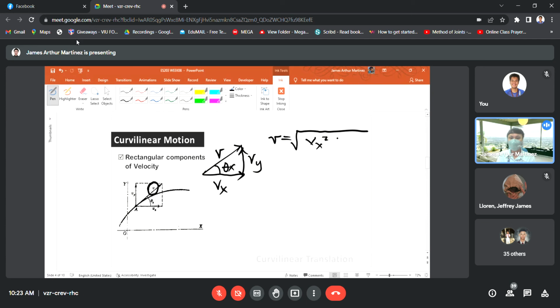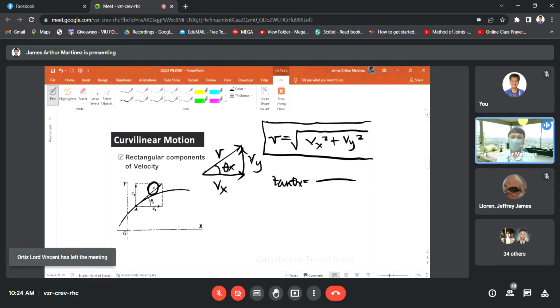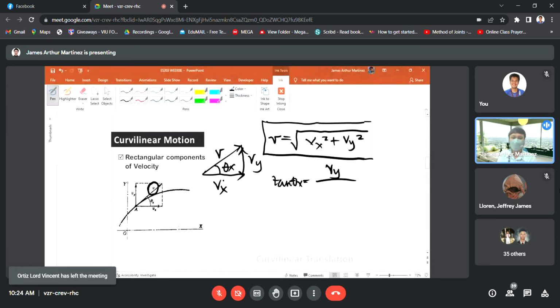So Vx squared plus Vy squared. So you will now have your magnitude for velocity. Okay, and to compute for the angle of inclination with respect to the x-axis, we use the tangent function, which is opposite, which is Vy, over adjacent, which is Vx.